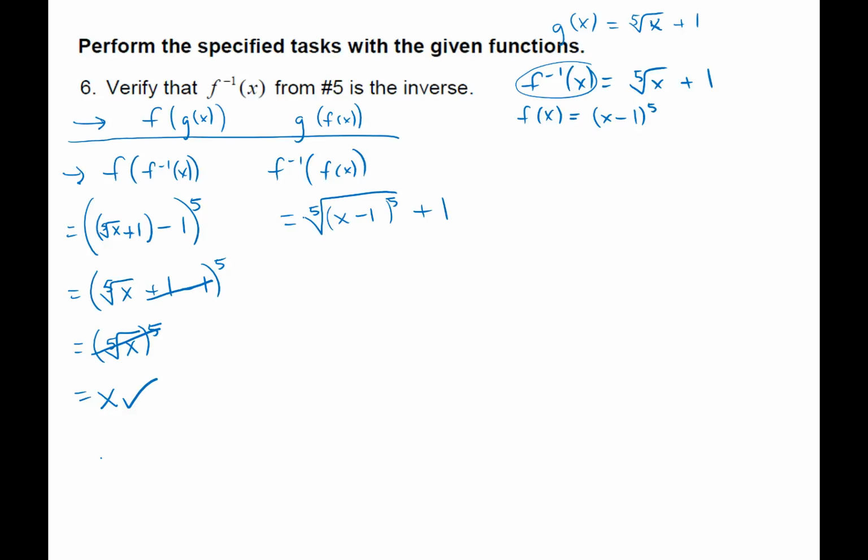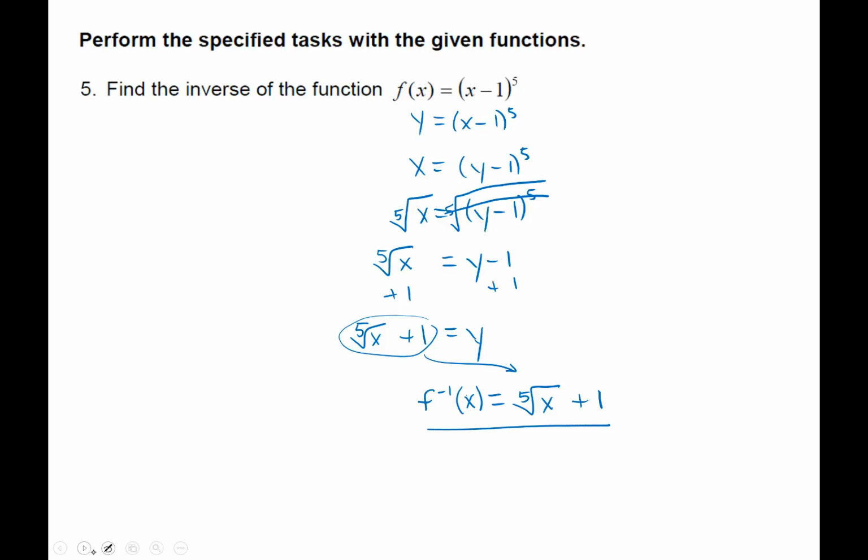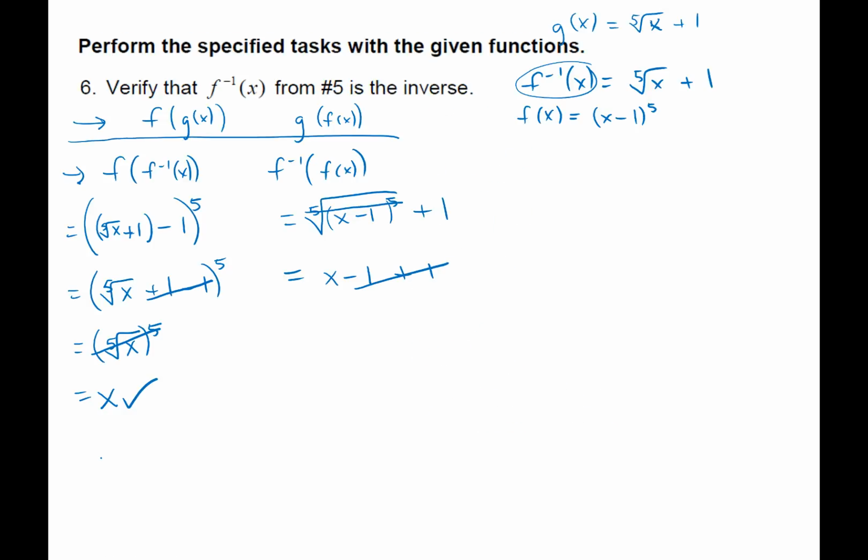I hope we can see pretty quickly that the fifth root and fifth power are going to cancel. I have x minus 1 left over and still that plus 1 from the original function. The minus 1 and plus 1 cancel, and I'm left with x. So again, on the test, you must show both versions. You've got to plug them in both ways.